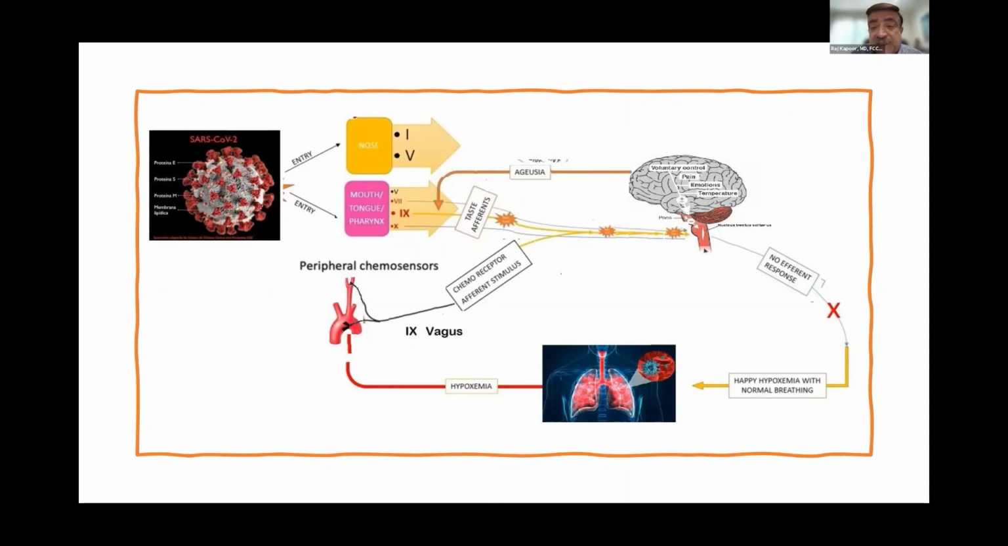The reason for that is that COVID-19 affects the ACE2 receptors in the peripheral chemosensors and chemoreceptors, and they block the afferent mechanism going to the respiratory center to affect any shortness of breath or dyspnea. This can be affected because of the afferent relay to the respiratory center, and also the efferent response is blocked because of the ACE receptor.